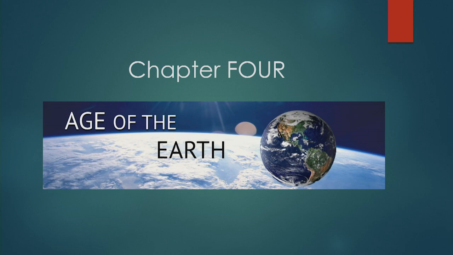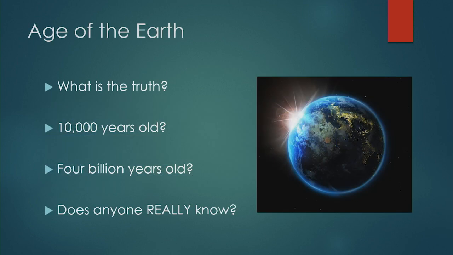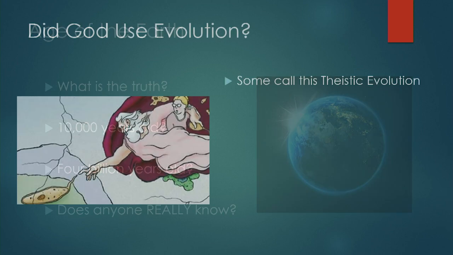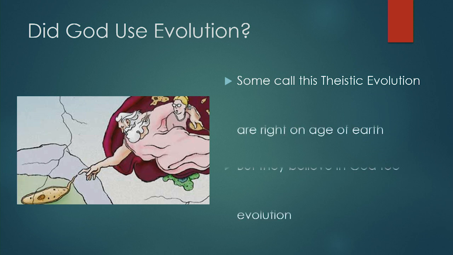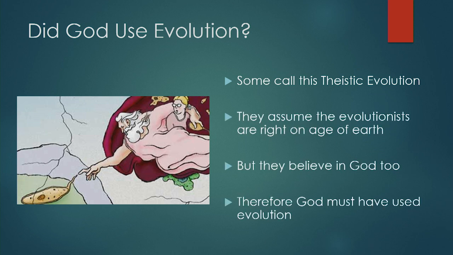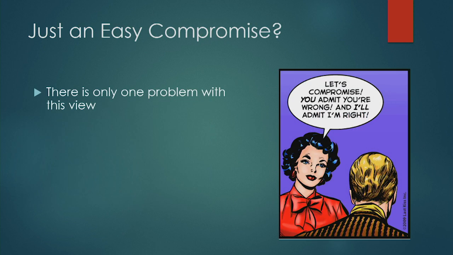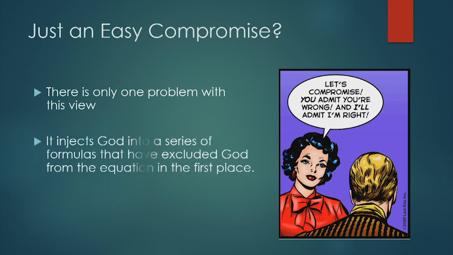Chapter 4, Age of the Earth. So, what's the truth? 10,000 years old? 4 billion years old? Does anyone really know? So, did God use evolution? Now, some call this theistic evolution, which assumes that the evolutionists are right on the age of the earth, but they believe in God too. Therefore, God must have used evolution to bring forth his creation. And I say, well, I just wonder if that's just an easy compromise. You see, there's only one problem with this view: it injects God into a series of formulas that have excluded God from the equation in the first place. So I think this is a slippery slope.